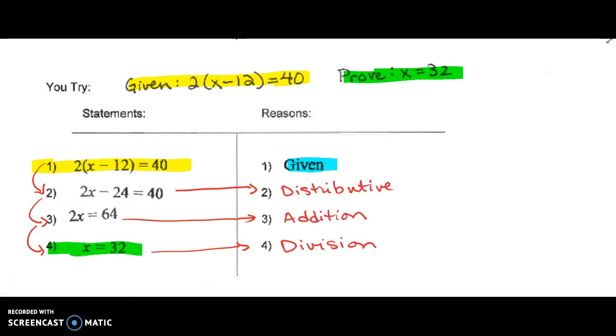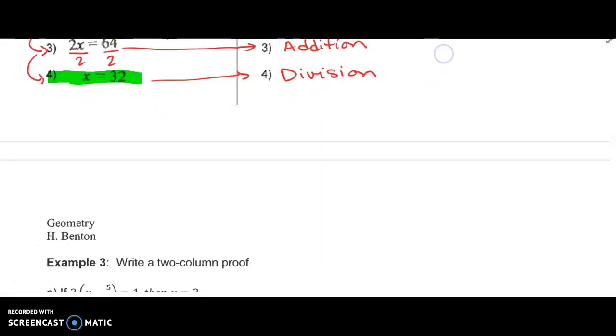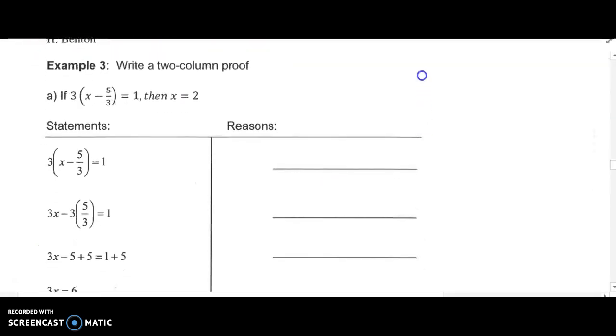Okay, so I said that it looks like they distributed that 2 times x and 2 times 12 to get 2x minus 24. Then it looks like to get from line 2 to line 3, they added 24 to both sides. So I called that the addition property. And then lastly, they divided by 2 on both sides, so I called that division. I hope you got those 3 as well. Alright, so here we go.